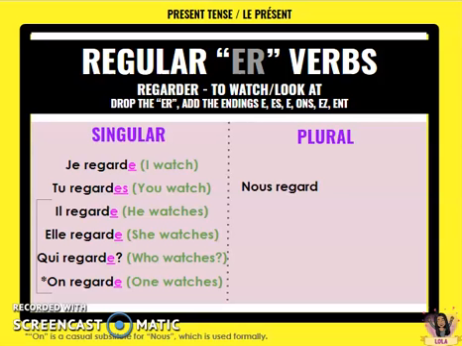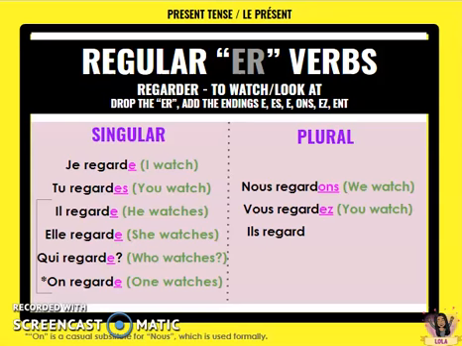Onto the plural side, we have nous regarder. We've taken off the ER. And we add ONS, nous regardons. Then we have vous regarder. We've taken off the ER and added EZ to make it vous regardez, you watch.